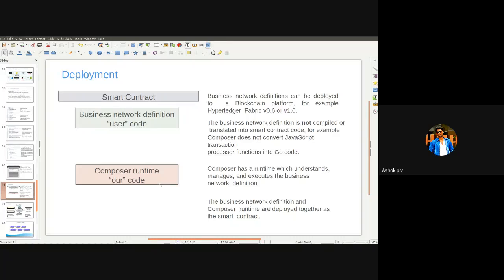So basically, we do not convert it, or compile and translate it into smart contract code. For example, Composer does not convert those transactions, whatever we write, into Go code. Composer has a runtime which actually understands this code and executes the business network archival file.